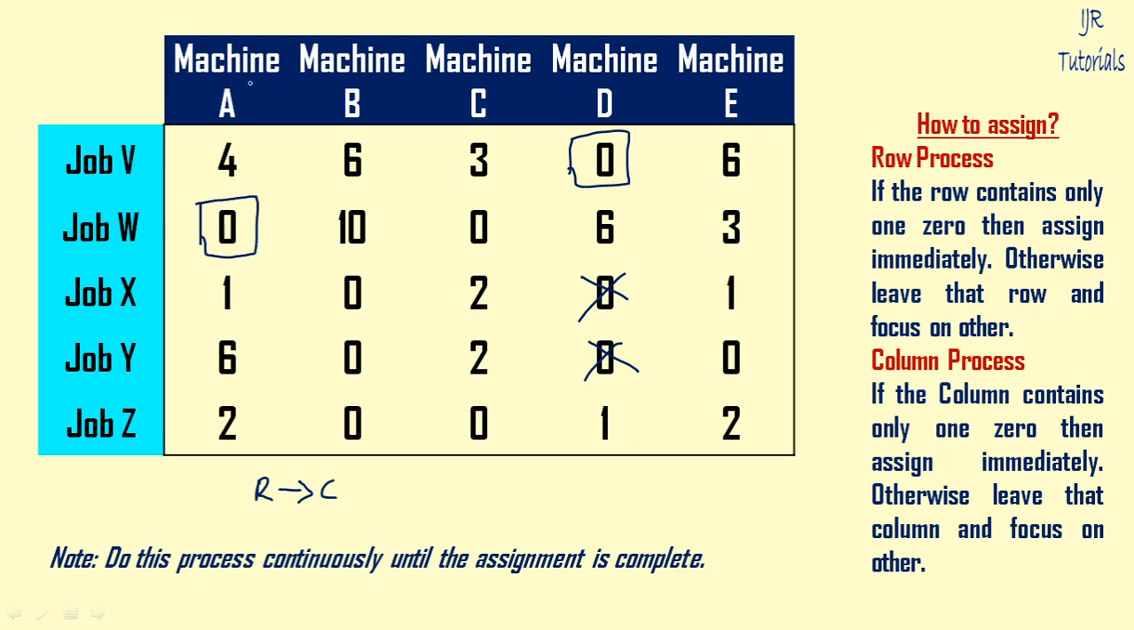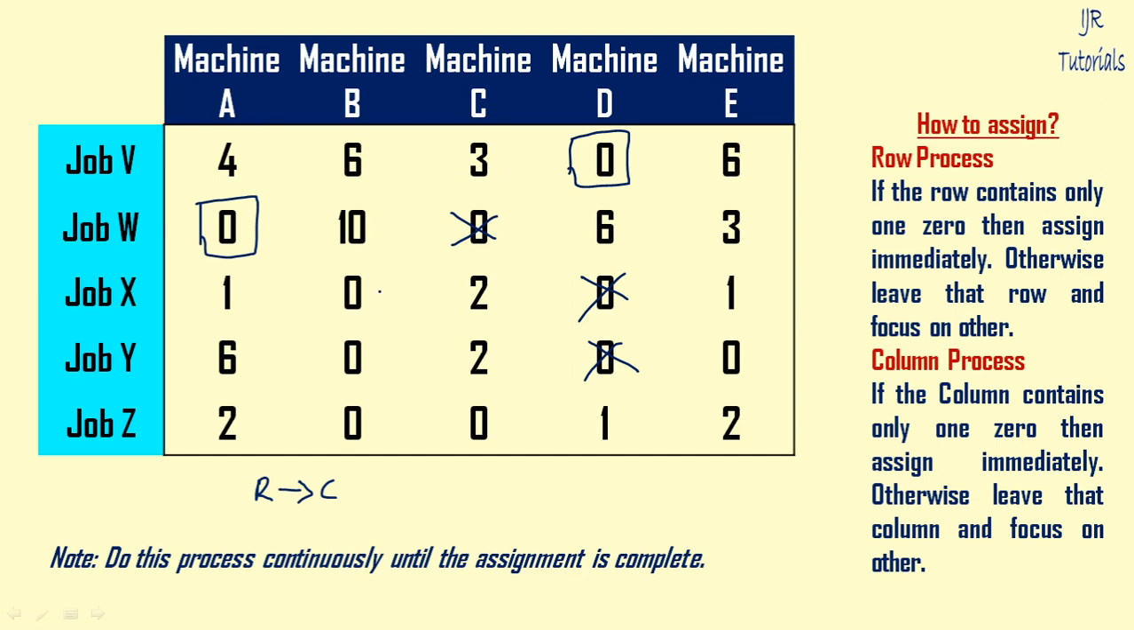So what is the meaning is machine A is attached to job W or job W is attached to machine A. That means machine A is not available to remaining jobs and job W is not available to remaining machines. So if there is any zero in the row, strike off that one. That means job W is not available to machine C because already we assigned this job W to machine A. That's the reason we strike off this particular zero.